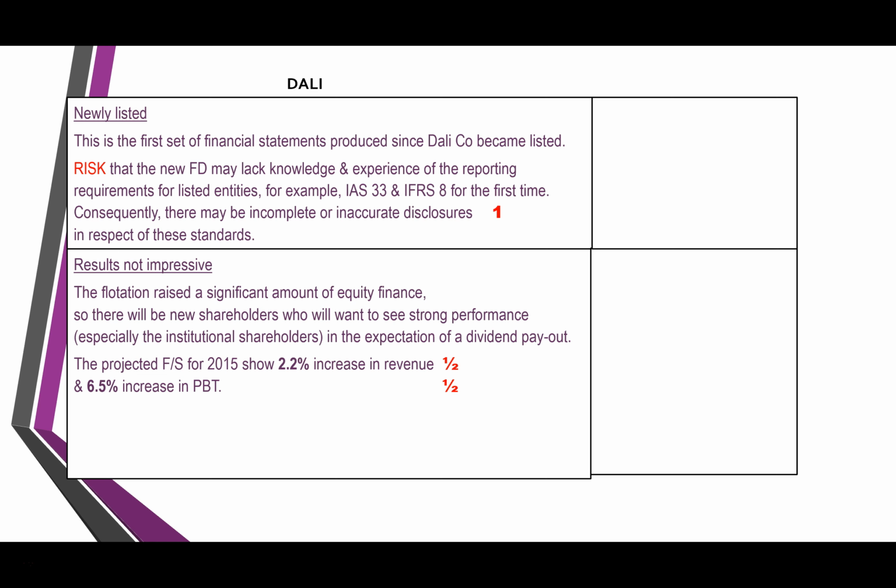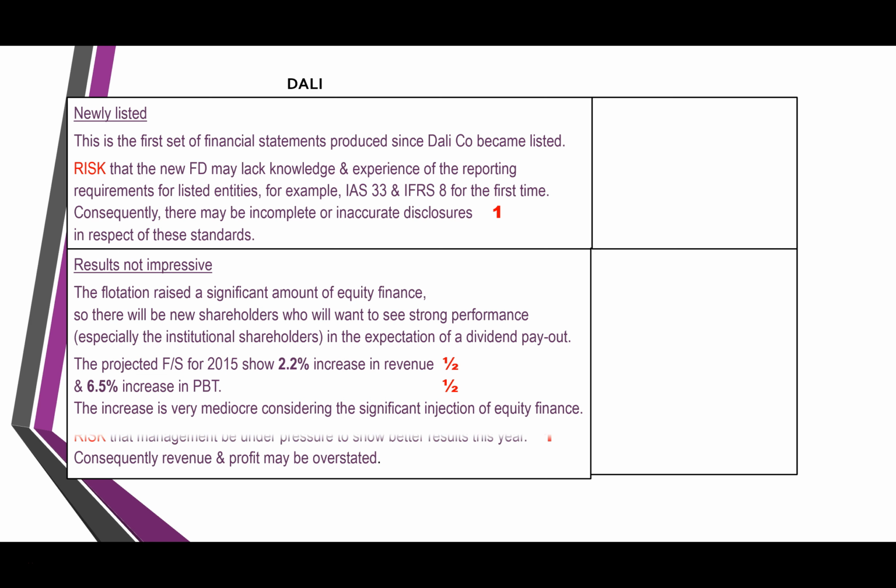But in order to get this half mark, it would also be very important for you to interpret the percentage increases. So here we'll add in another comment that says the increase is very mediocre considering the significant injection of equity finance. Only with the interpretation do you get the marks for your analytical procedures. Next, risk that management may be under pressure to show better results this year. Consequently, revenue and profit may be overstated.